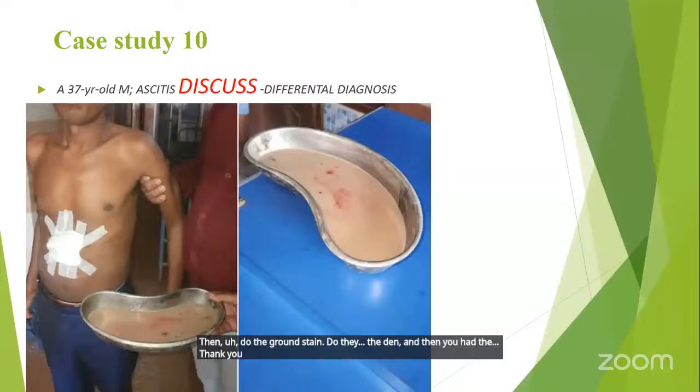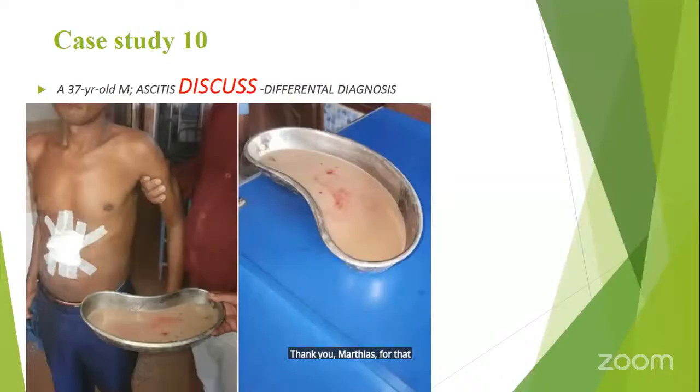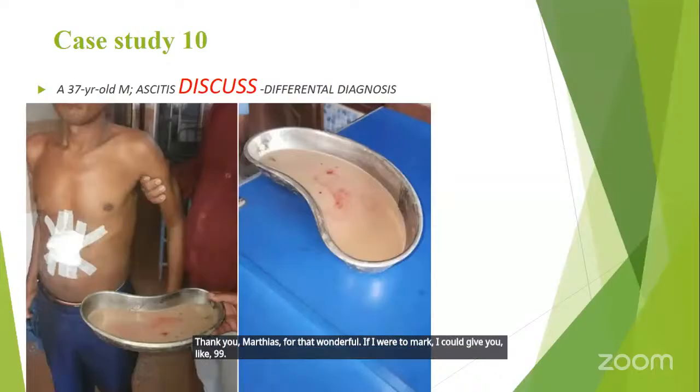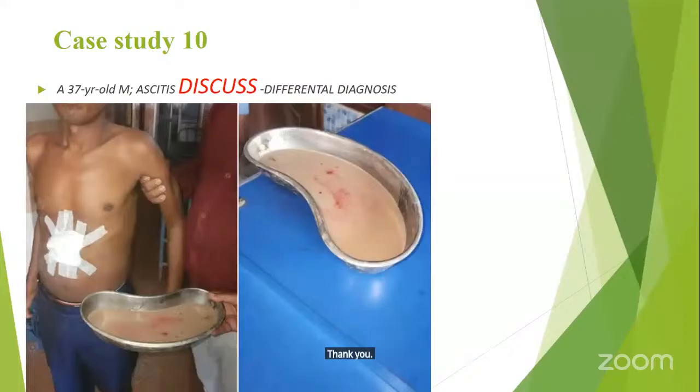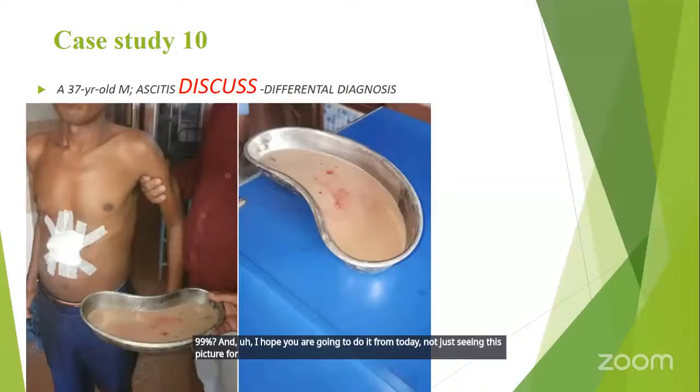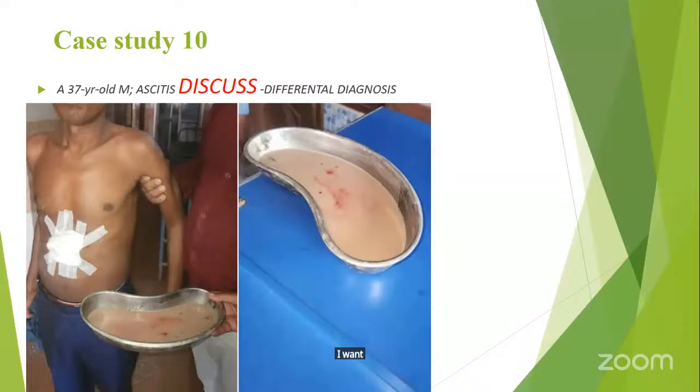Thank you, Matthew, for that. Wonderful. If I were to mark, I could give you like 99%. Thank you. And I hope you are going to do it from today, not just seeing this picture for fun. I want to make you change your capacity of how you think about patients.